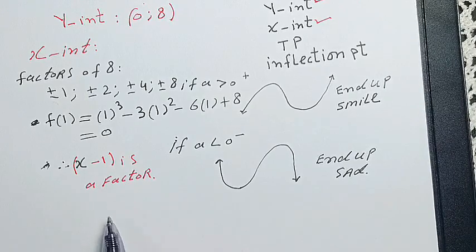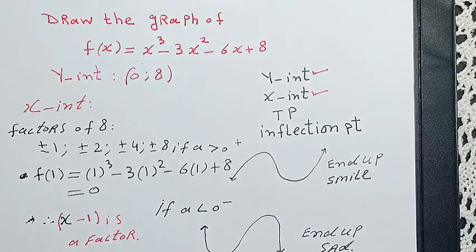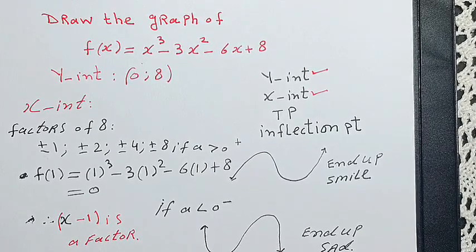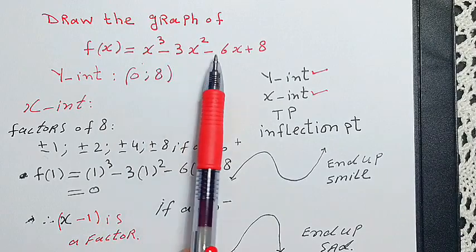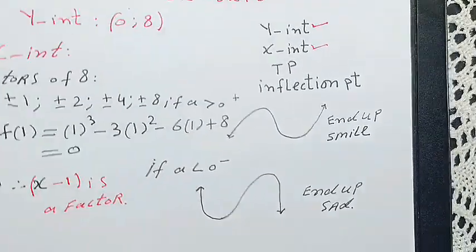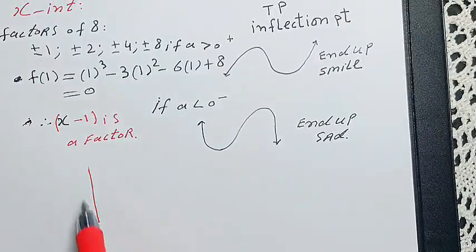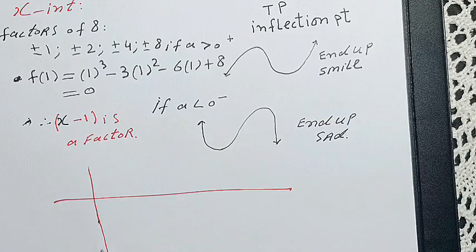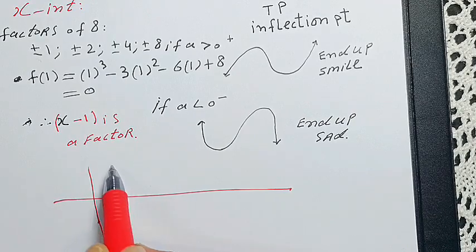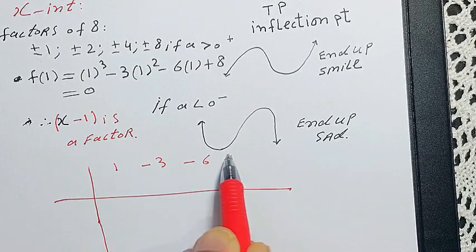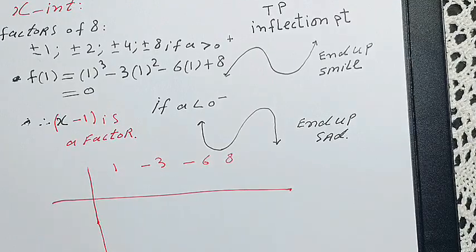So I'm going to use synthetic division. Synthetic division is easy and a time saver. I'm going to list all the coefficients of the cubic function here: positive 1, negative 3, negative 6, and positive 8. Vertical line and horizontal line. Now I'm going to write the coefficients: positive 1, negative 3, negative 6, and positive 8. I showed this in my previous video also. You can watch that video.